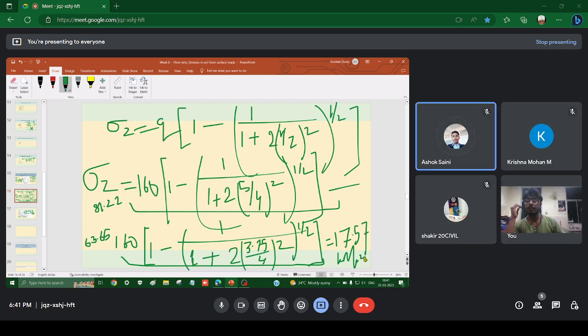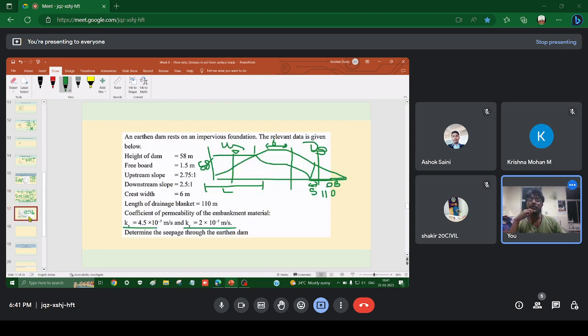Okay, sir, is it clear? Yeah. Okay, so next sum. This one. I believe you have written down all the data and the diagram also, right? I'll just solve the question right now. Diagram you have done? Everyone, diagram you have drawn? Yes, sir. Okay.